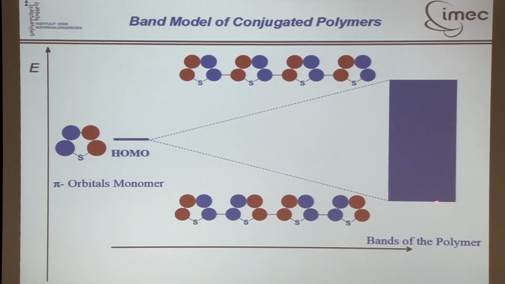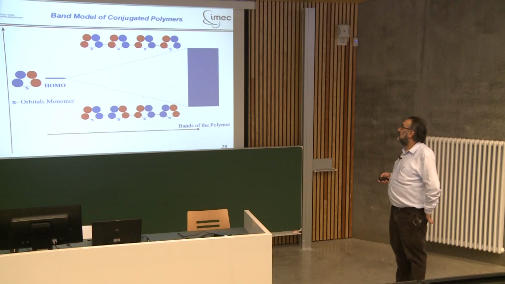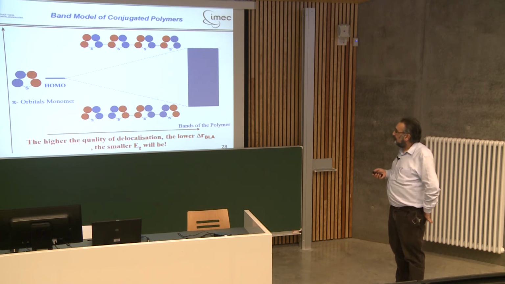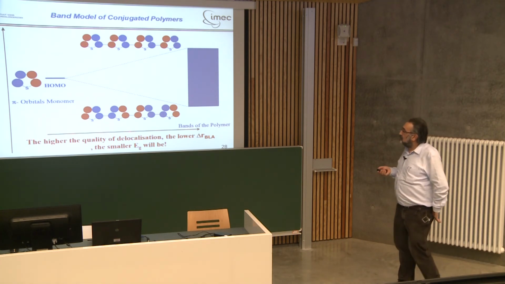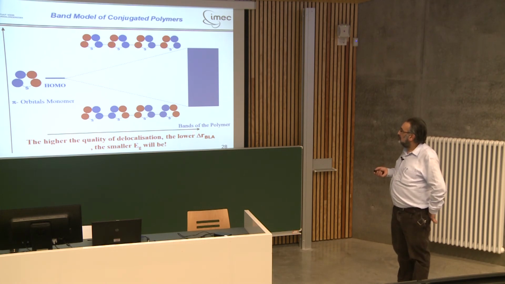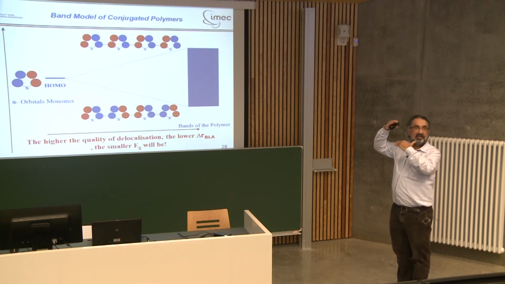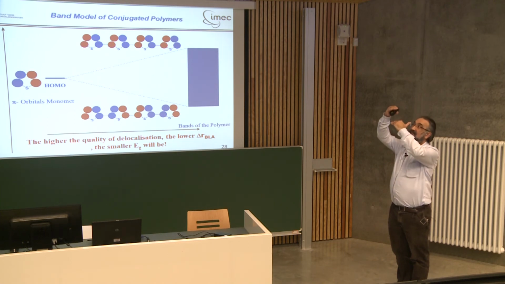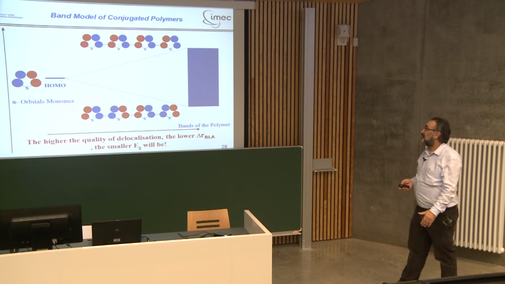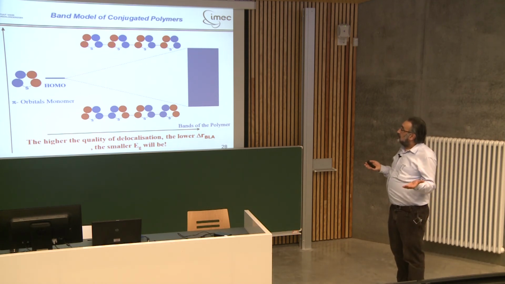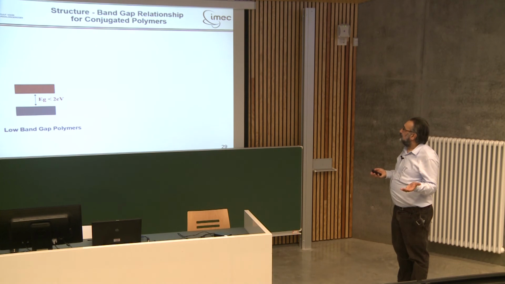So if you look at the bottom and the top, you will see respectively the bonding combinations or the anti-bonding combinations. And so the higher the quality of the delocalization, the lower the bond length alternation will be, and the smaller the band gap will be. Because a strong interaction, strong delocalization, will make the dispersion of the bands large. And so what's left over reduces. That's as simple as that. So that's a better way of looking at it.